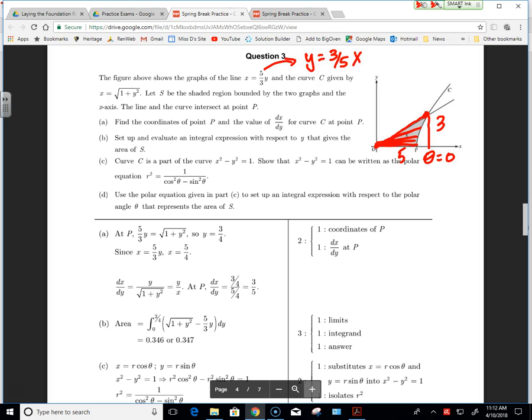I wasn't even going through the rest of the FRQ. Hold on. And the value of dx/dy. Oh, no. That's of the curve, kiddo, not the line. That's of the curve. There you go. There you go. That makes way more sense.